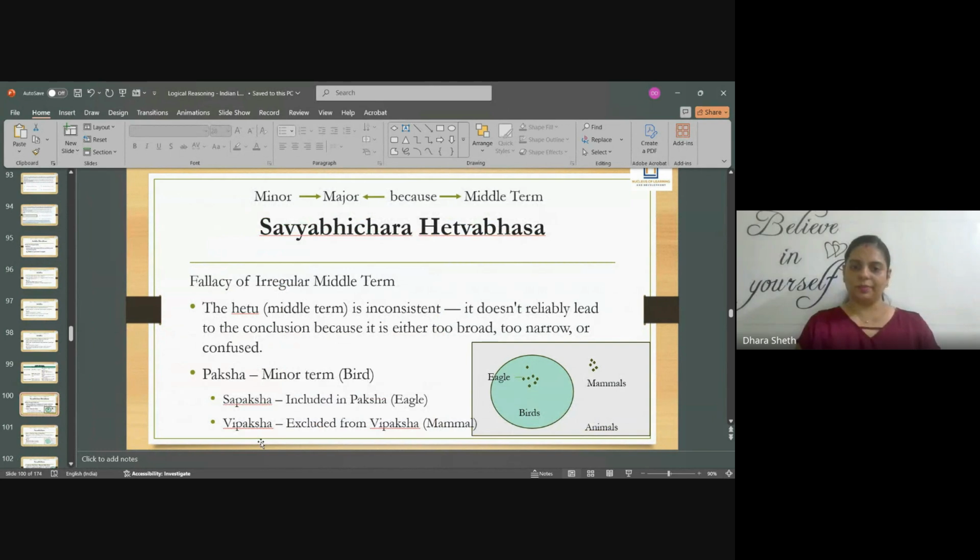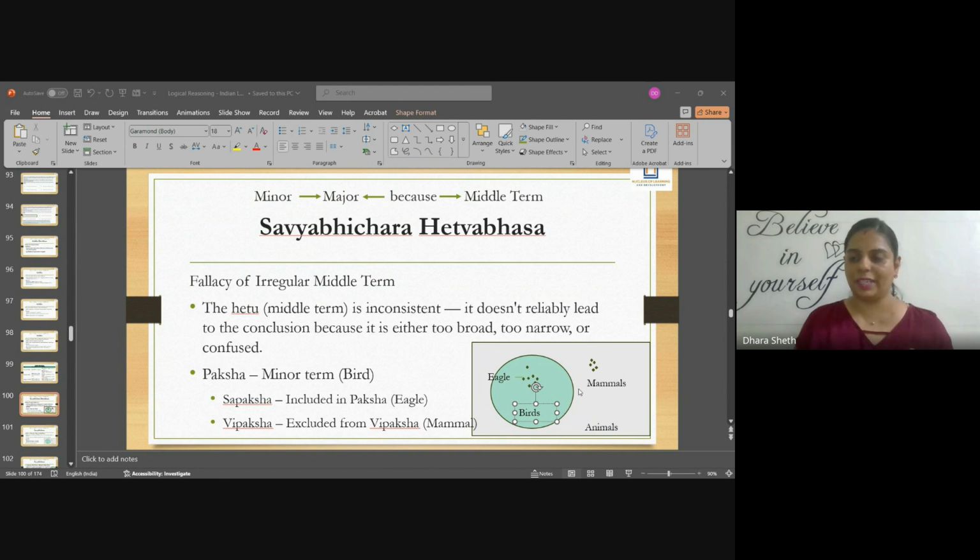Next, savyabhichara hetvabhasa. Middle term is inconsistent. Okay. So let's talk about birds. We are talking about birds. Now, eagle is a bird. But can we say eagle is all birds? No. It's just a small part of it. Can we say mammals are birds? No. Mammals are not included in birds. They are excluded. They are outside.